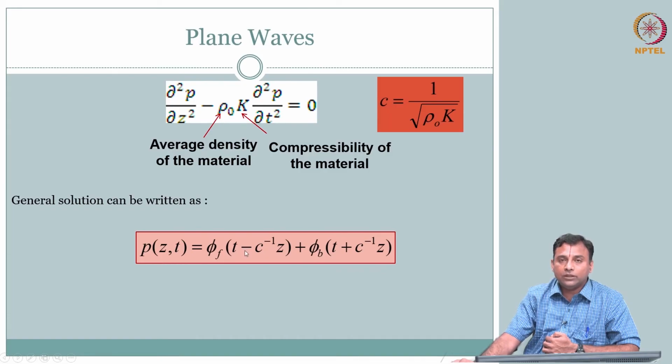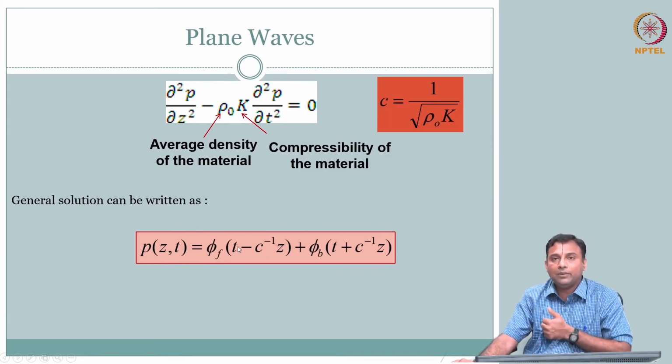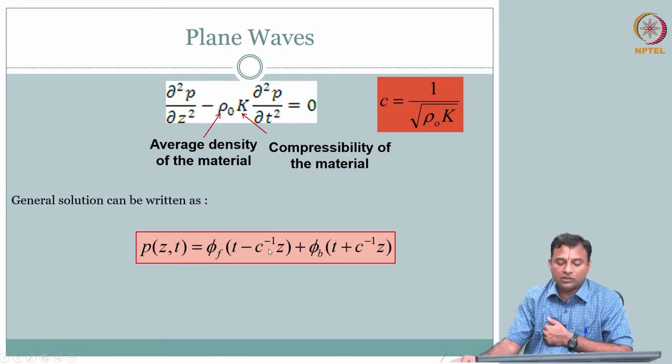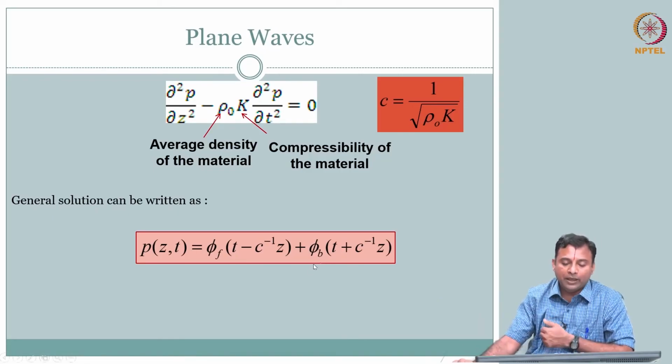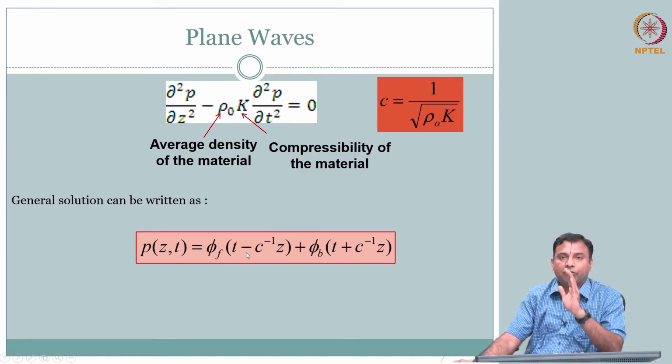So, at t equal to 0, as t increases, what happens? You travel in the positive z direction. As t increases here, you go in the negative z direction, and therefore this is called the forward, or to the right, propagating wave, and this is called the backward propagating wave, because the basic waveform is a function of f, the basic waveform at t equal to 0.